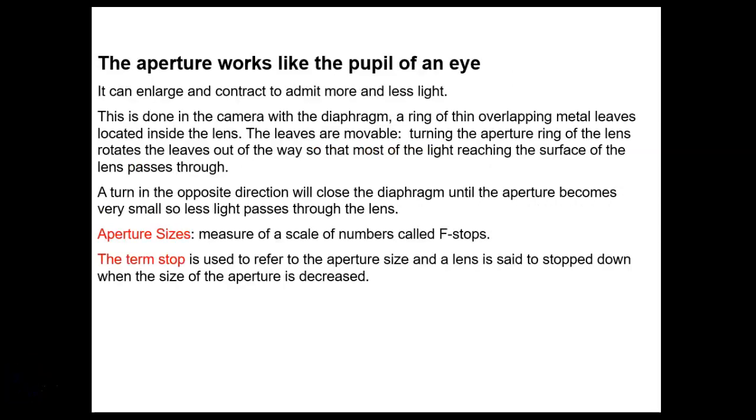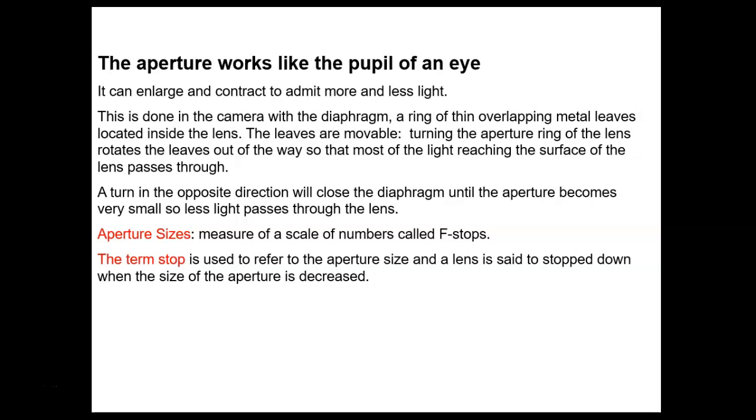So the best way to think about how your aperture works is to think about the pupil of your eye. It can enlarge and contract to admit more or less light. This is done in the camera with the diaphragm, which is a ring of thin overlapping metal leaves located inside the lens. Again, I'll have one of these up at the cart if you want to come up and look at it, and I can show you what I'm talking about if you need more of a visual. The leaves are movable. Turning the aperture ring of the lens, which actually we're not going to be doing. There is an aperture ring, but your camera does it for you.